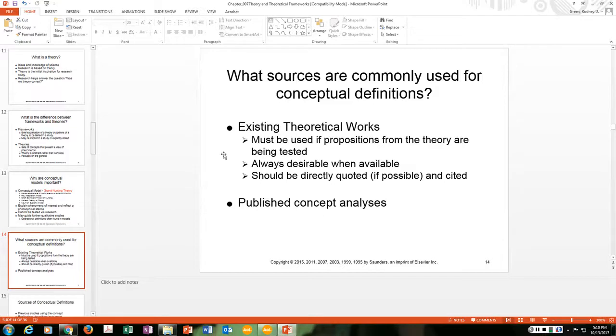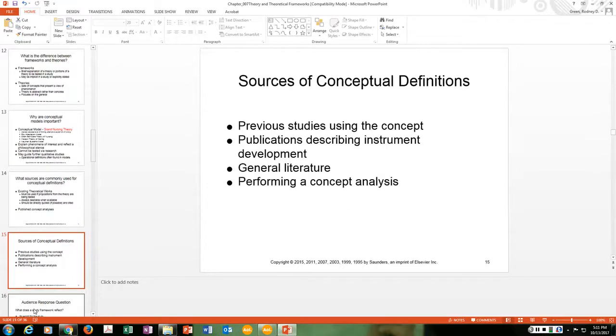Another way to identify conceptual definitions is to look at concept analyses, and these would be published in nursing journals that focus on theory development. Other sources include previous studies using the concept, publications describing instrument development, general literature, and performing a concept analysis yourself.